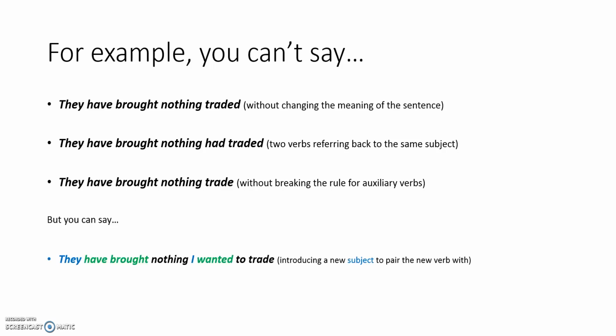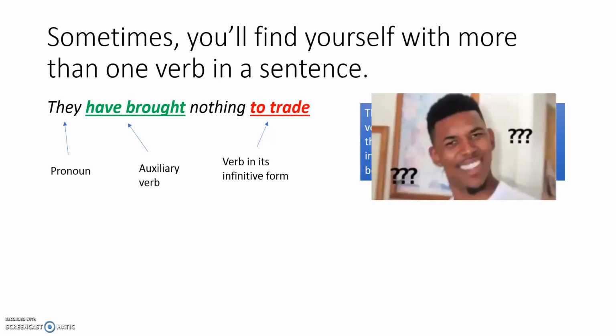But you can say they have brought nothing I wanted to trade. Here we introduce a new pronoun, I, to be paired with the new verb wanted. As you can see, to trade is still without a pronoun of its own and must therefore be in the infinitive. Let's leave the word have for a moment and take a peek at do. Here the rule is a bit different. The auxiliary verb do can't have the infinitive form following it, but must rather have its base form.